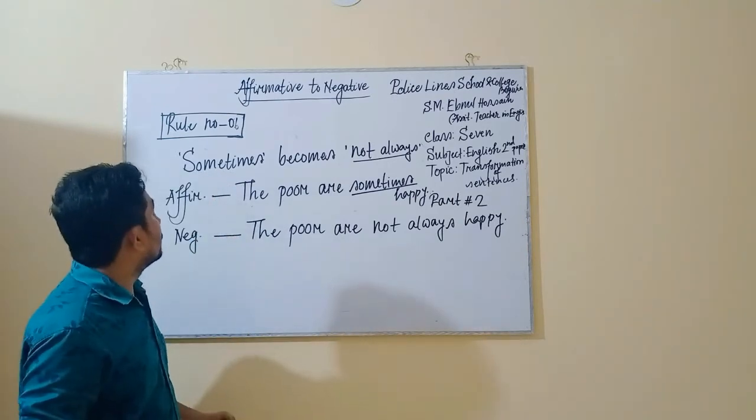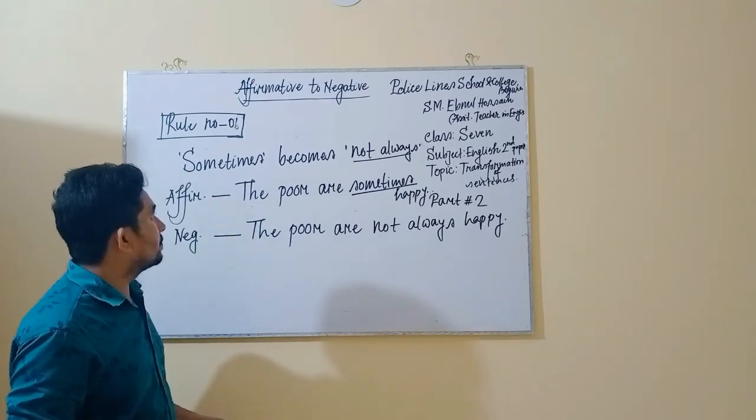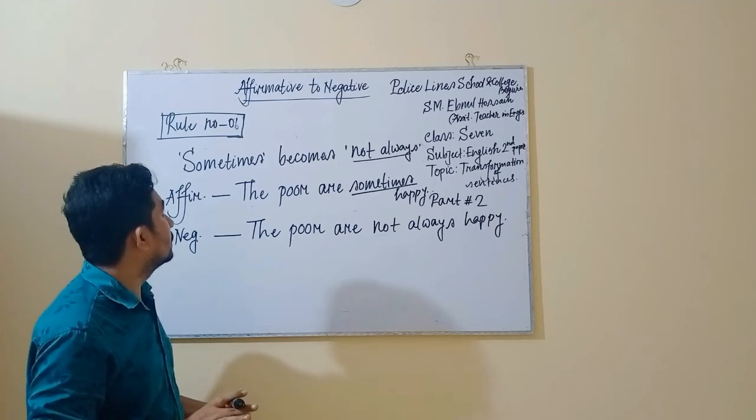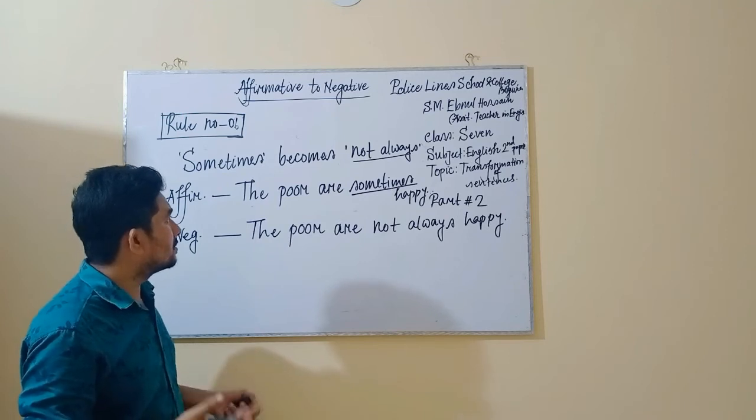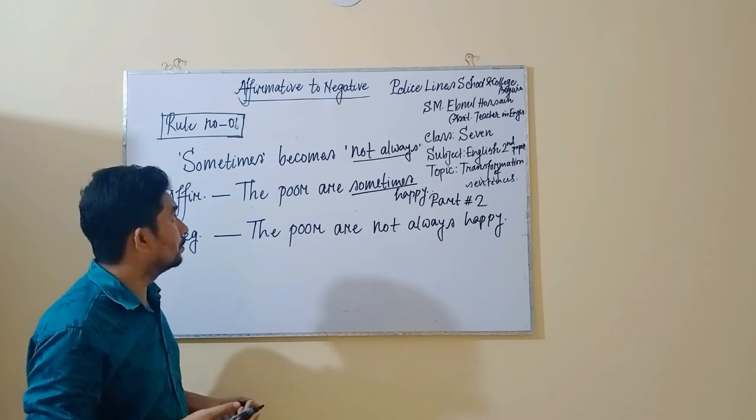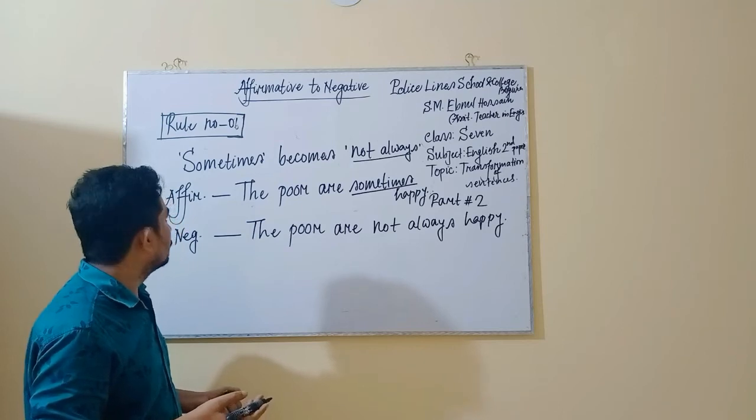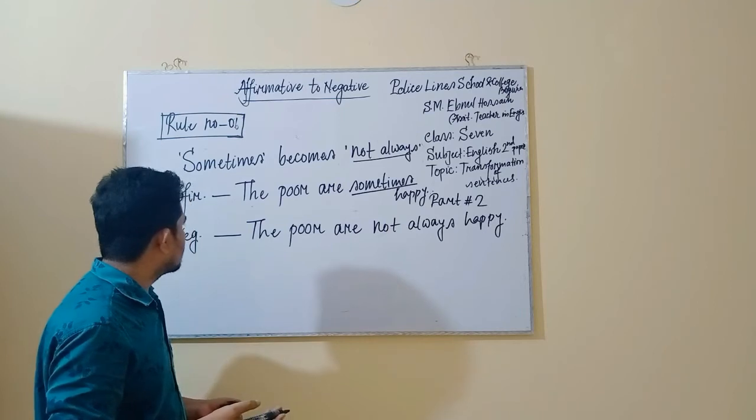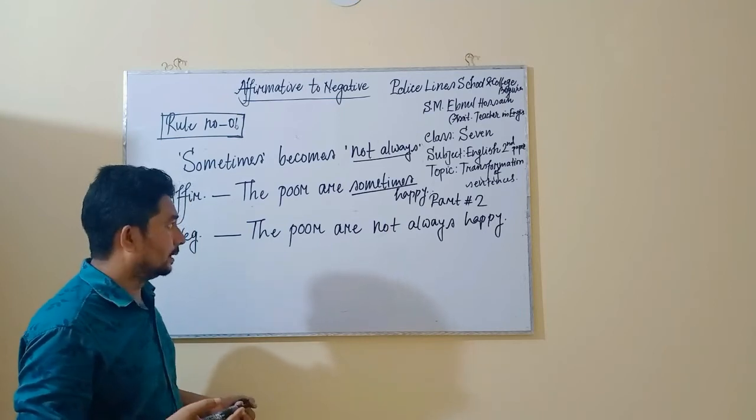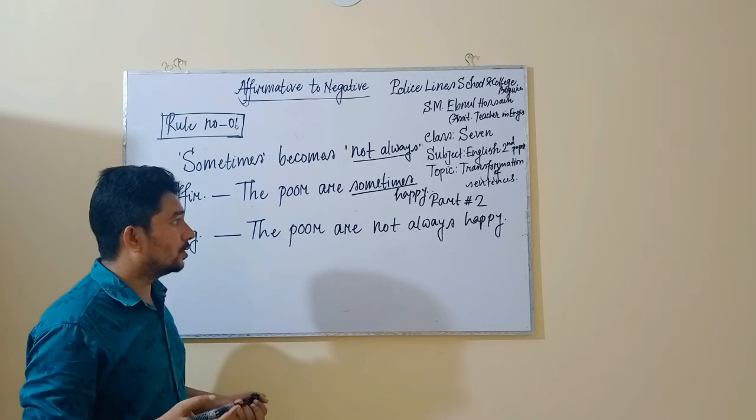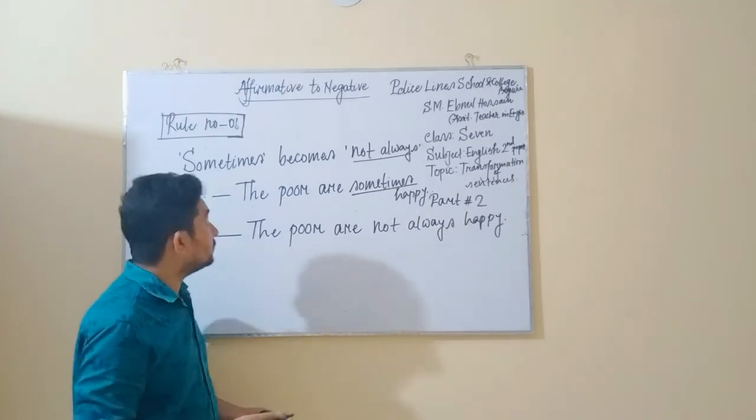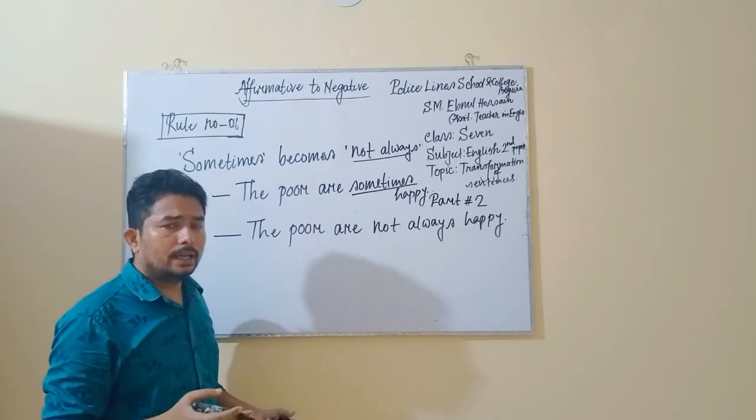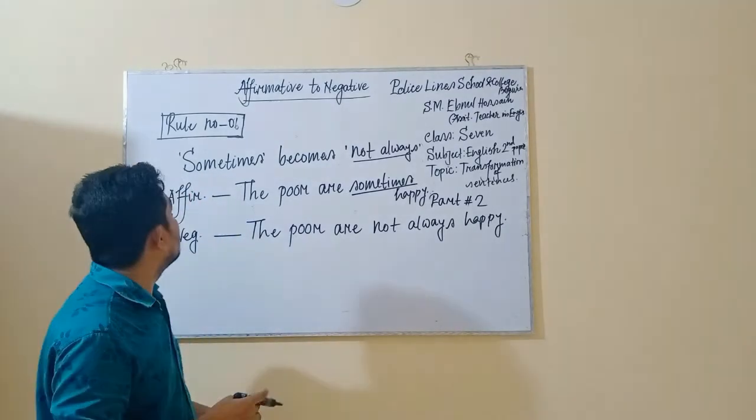Here notice the rule: sometimes becomes not always. That means sometimes in the affirmative sentence changes into not always. And here notice the example: the poor are sometimes happy. That means in the negative we can say that the poor are not always happy. So this is rule number 6. Now let's go to rule number 7.